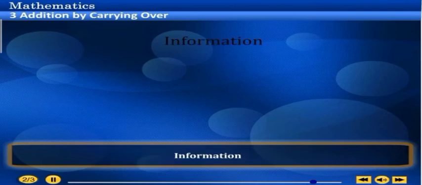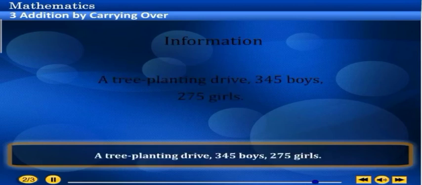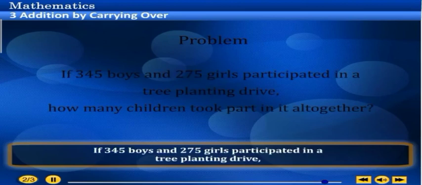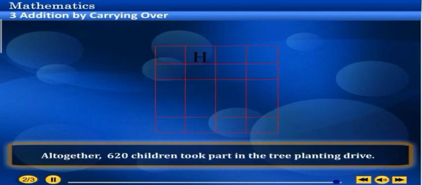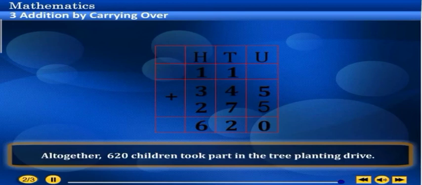Solve it. Information: a tree planting drive, 345 boys, 275 girls. Problem: If 345 boys and 275 girls participated in a tree planting drive, how many children took part in it altogether? Altogether, 620 children took part in the tree planting drive.